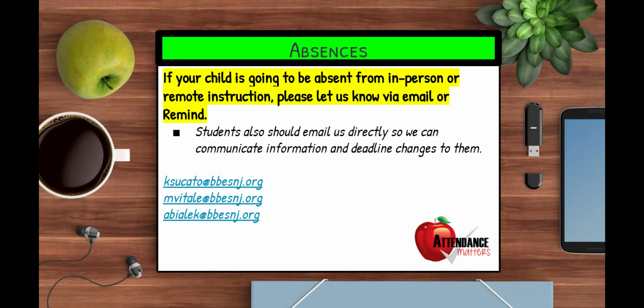If your child is going to be attending either in-person instruction or online instruction, if you could just let us know via email or Remind, that would be great. Students can also email us directly. That way we can communicate information and deadline changes to them. And each of our emails are listed below.